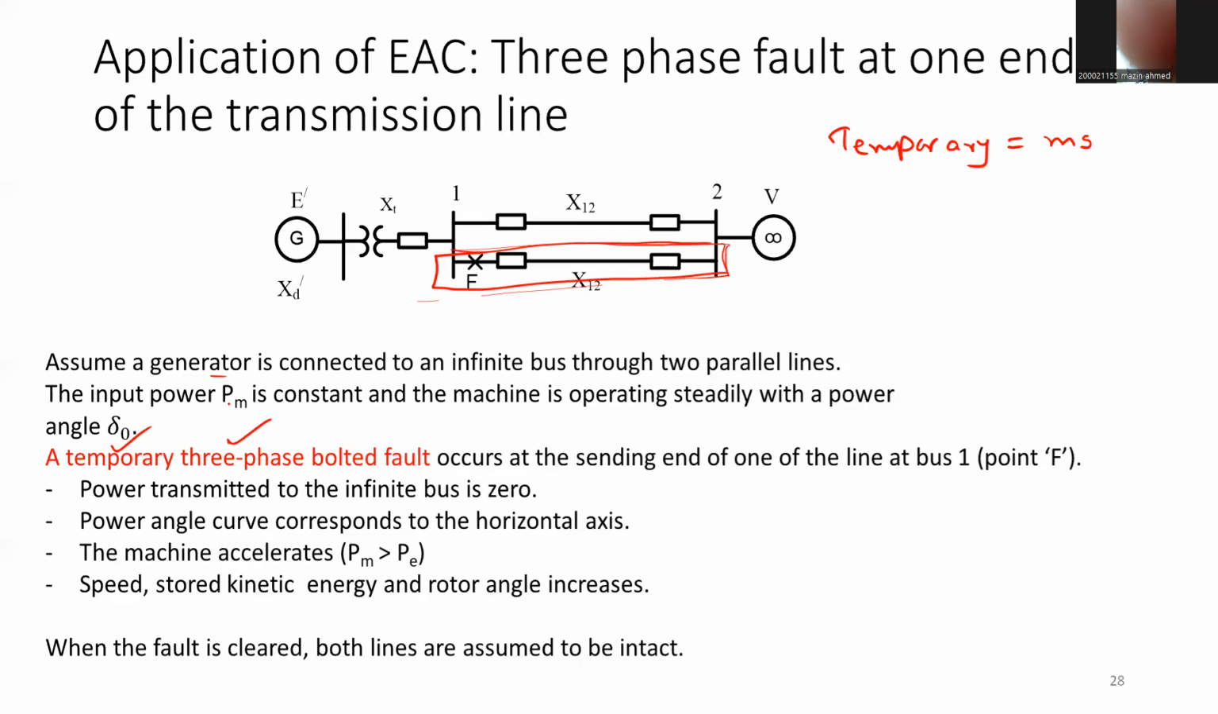The answer is it depends on the fault current. If the fault current is more, we say that the fault is more severe. If the fault current is less, we say the fault is less severe. Now, since you know that the fault current is the determining factor, tell me how a three-phase fault is more severe than a single-phase fault. The fault current is more in a three-phase fault.